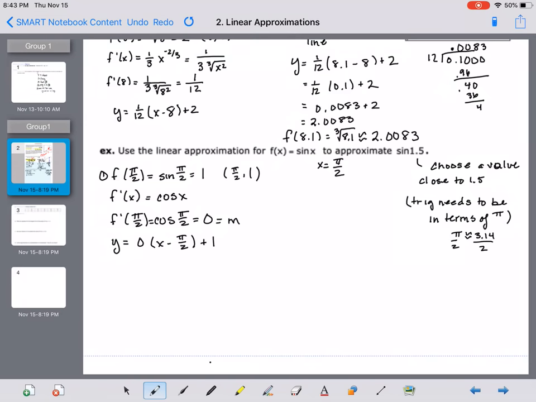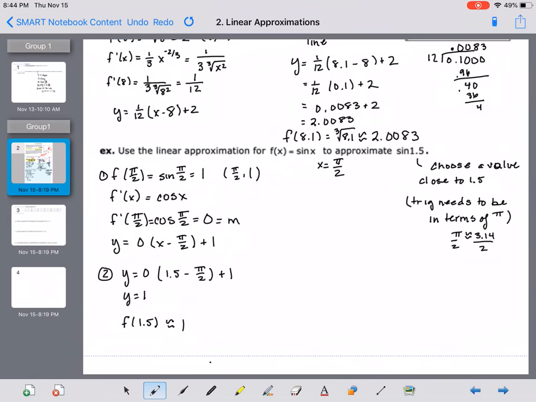Okay, after that, we go to the second step, which is to plug in. So y equals 0. The desired value was 1.5 minus pi over 2 plus 1. I'm not going to worry about that pi over 2 because having a 0 slope is going to zero it out, which means y is equal to 1. That also means that f of 1.5 is approximately a linear approximation of 1.